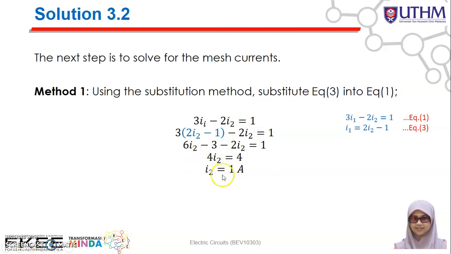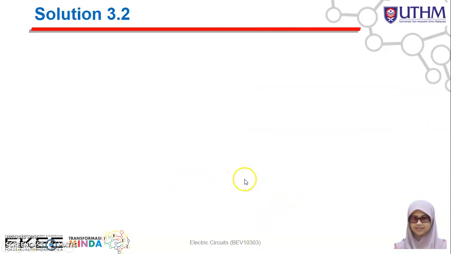Okay. So once you get the value of I2, you can substitute into equation number 3 to get the value of I1. Okay. So I1 is equal to 2I2 minus 1. So in this case, I2 is 1. So you just substitute 2 multiplied with 1 minus 1 is equal to 1 ampere. Okay. So this is the value of your mesh current I1 and mesh current I2, right?